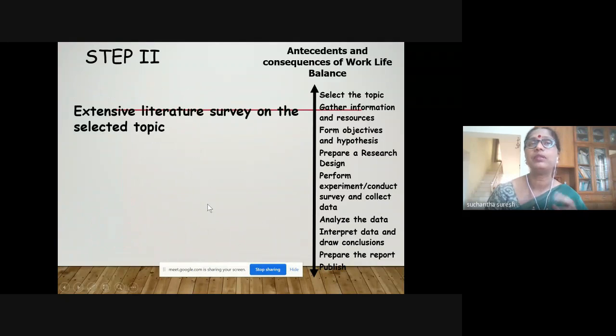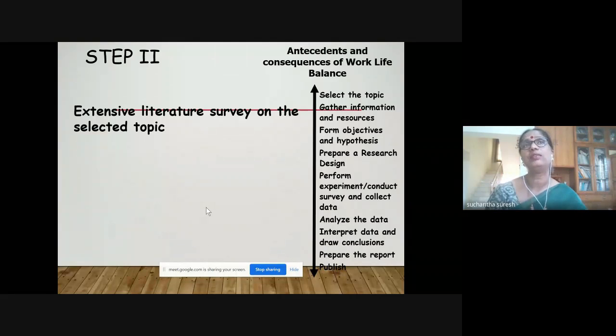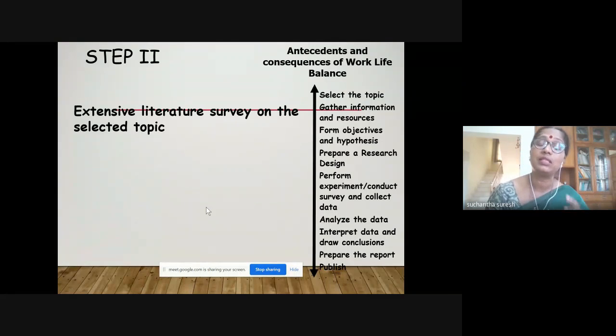Next step is about extensive literature survey on the selected topic. Before you do the literature survey, you need to fix the topic. If you have selected one area, then within that area, see which problem you can take with the help of literature, and then you can fix the topic. After selecting the topic, next you have to do an extensive literature survey.